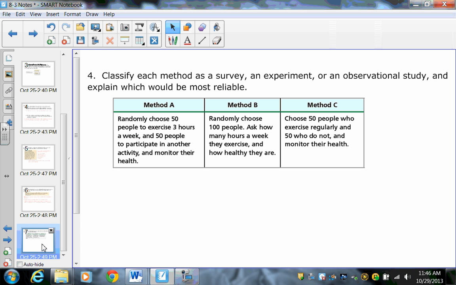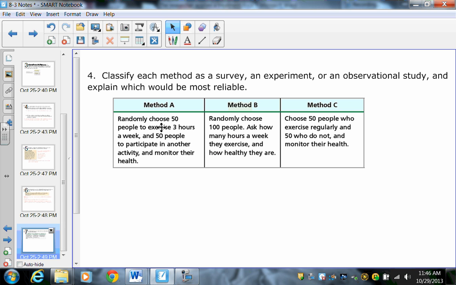Example 4 says to classify each method as a survey, an experiment, or an observational study, and explain which would be the most reliable. For the first part, as we read them, we're going to be looking at: are we asking questions, which would be a survey? Are we imposing a treatment, which would be an experiment? Or are we just looking at something and observing it, which would be an observational study?